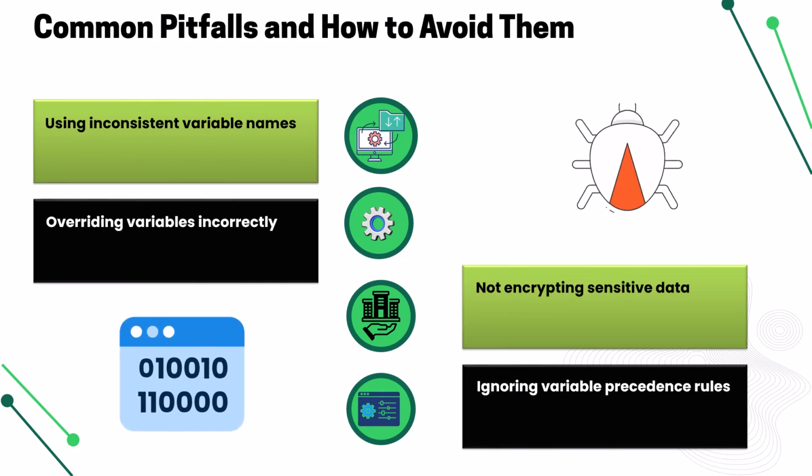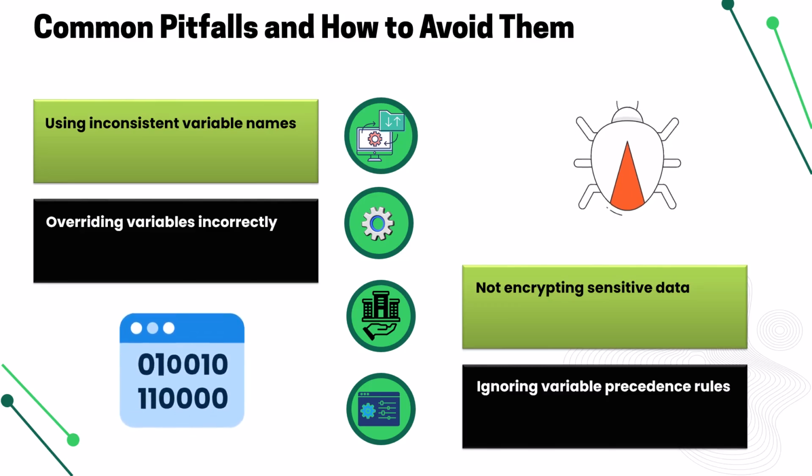Mistakes happen, but let's sidestep the obvious ones. Inconsistent naming leads to confusion. Stick to a convention. Misusing overrides can make debugging a nightmare. Not encrypting secrets, a recipe for disaster. And ignoring precedence rules. That's like disregarding road signs. Eventually there's a crash. Stay ahead by following best practices.